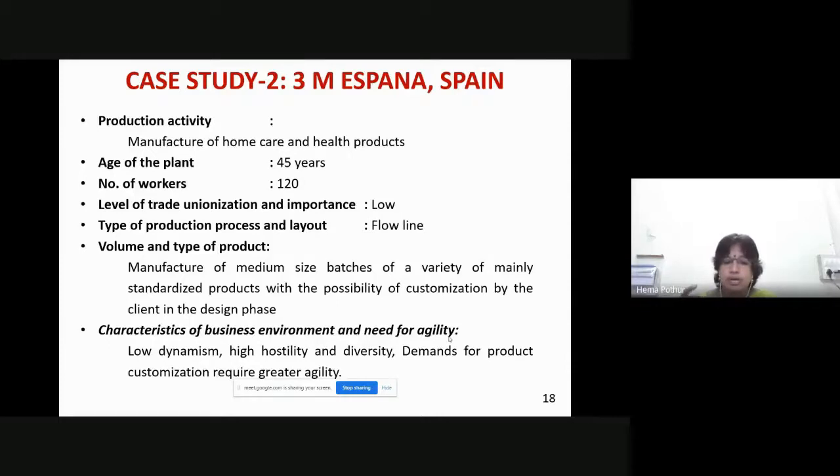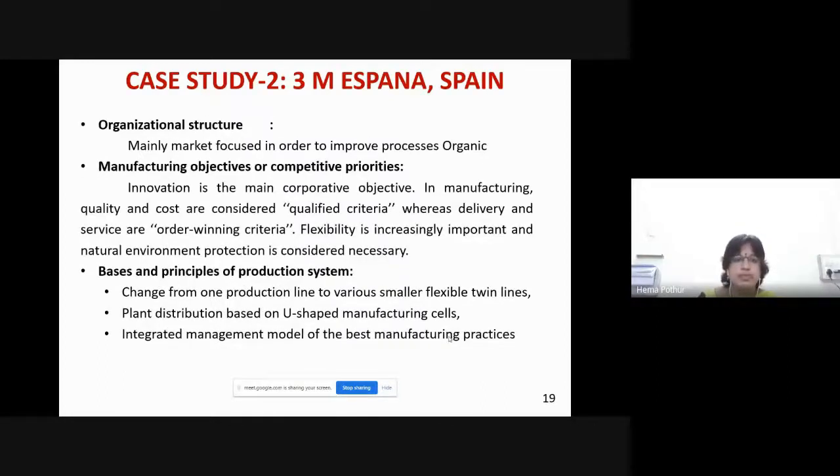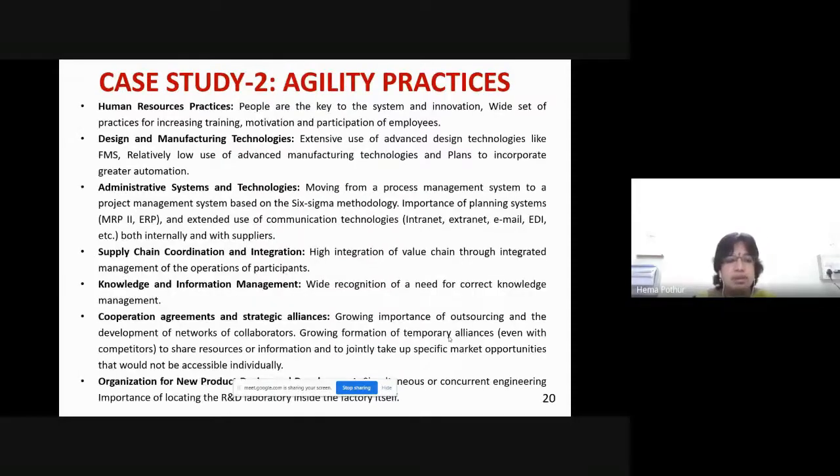The demands for the product require greater agility, to sustain much more in the market here. The organization structure is market focused in order to have this. What these people have done is to incorporate that people are the key to the system of innovation. They involve the people in that system and the innovation, and they have set a wide set of practices for increasing the training, motivation and participation of the employees. They have also incorporated the use of advanced design technologies like FMS, relatively low advanced manufacturing technologies, and plans to incorporate greater automation in the existing layout.